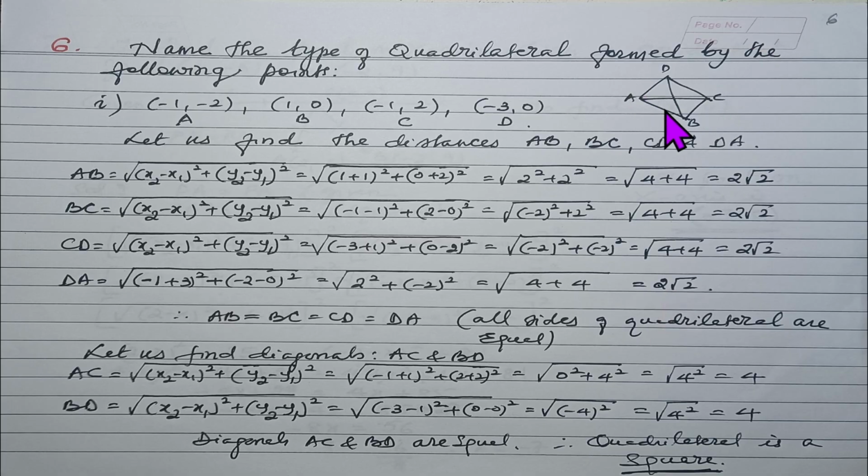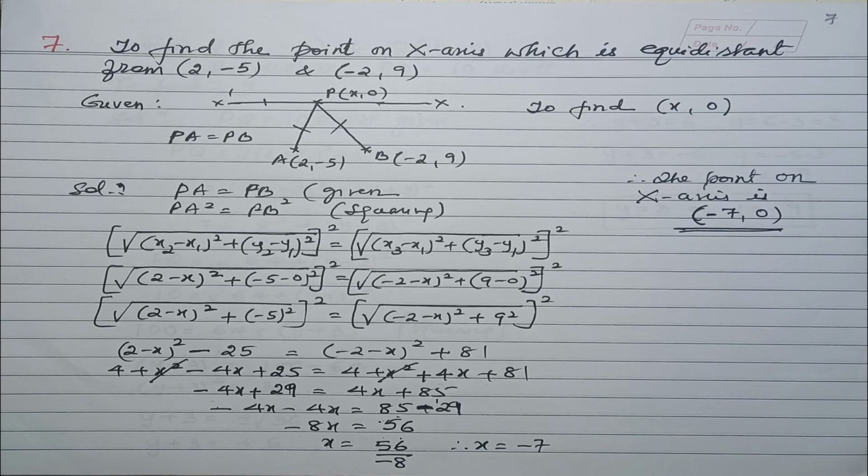That means all the four sides are equal, but still it is not confirmed what type of quadrilateral it is. Therefore now find out the diagonals AC and BD. We find AC is 4, and BD is 4. We find that the diagonals are also equal. So four sides are equal, diagonals are equal, and 100% the given quadrilateral is a square.